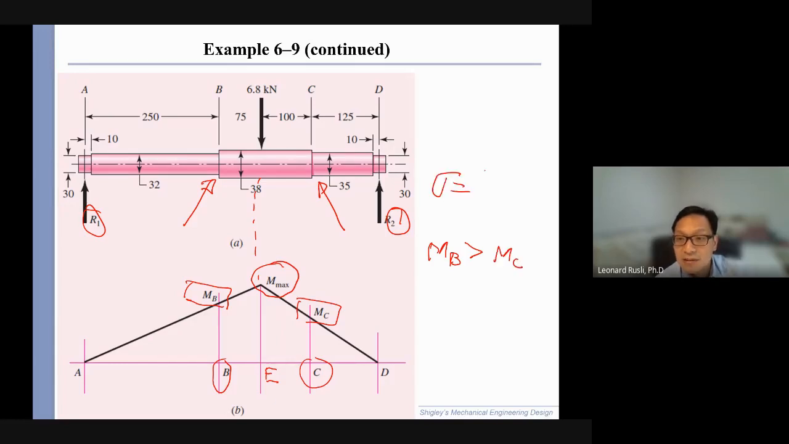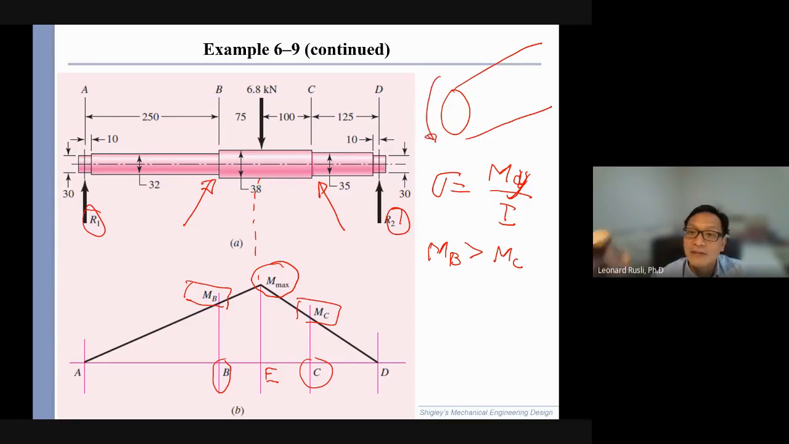Stress is MC over I, right? Not the same C, but you know, MY lah. Kita taruh MY aja. Ya. Y itu apa? Ada yang ingat? Kalau shaft is under bending, this is the neutral axis. What is Y?